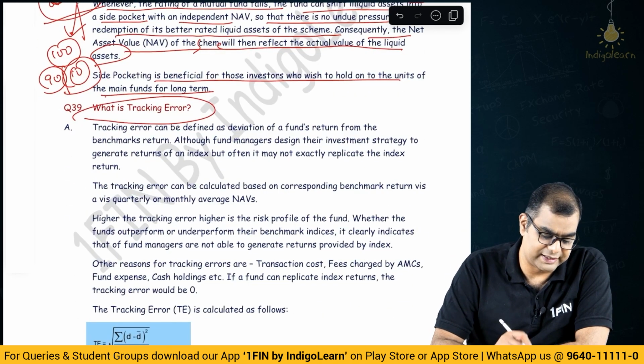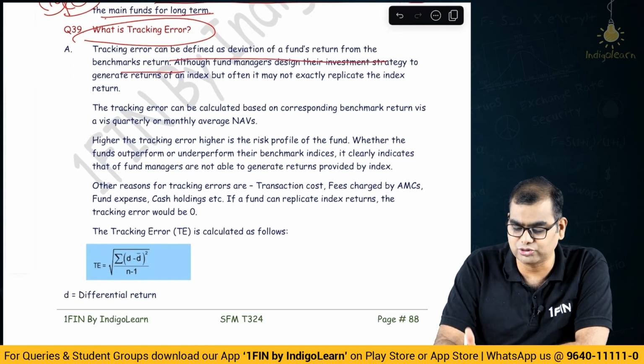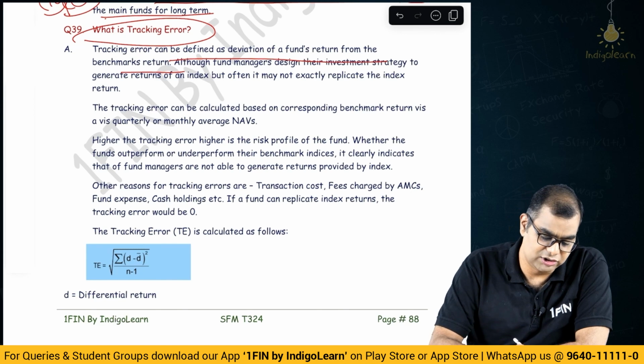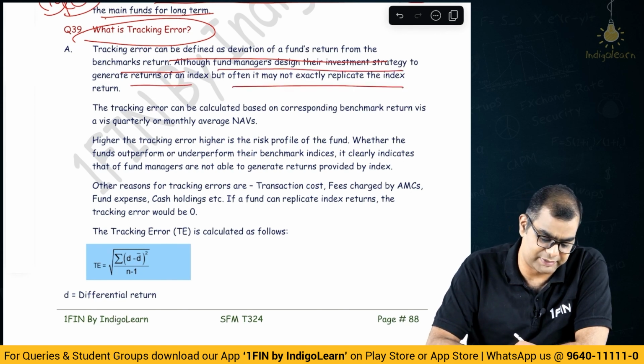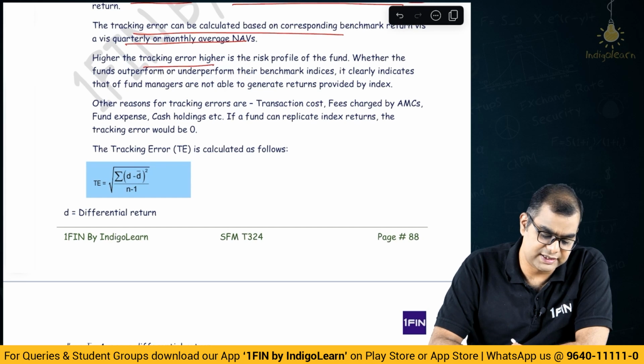Then there is something called tracking error. What is tracking error? It can be defined as the deviation of a fund's return from the benchmark return. So how much are you supposed to return versus your benchmark? Although the fund manager designs the investment strategy to generate returns of an index, it often may not exactly replicate the index. The tracking error can be calculated based on the corresponding benchmark return vis-a-vis quarterly or monthly average NAVs. The higher the tracking error, the higher the risk profile of the fund.